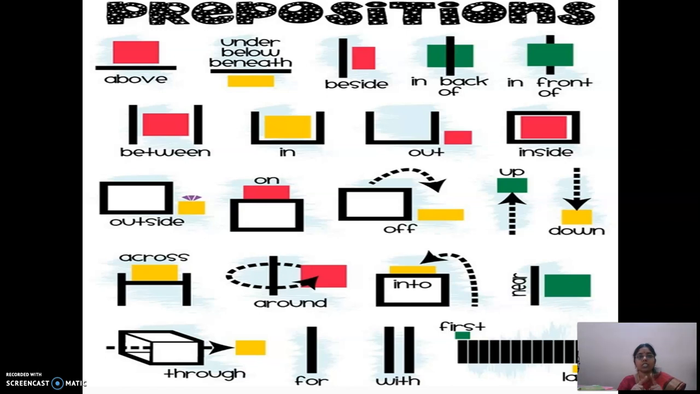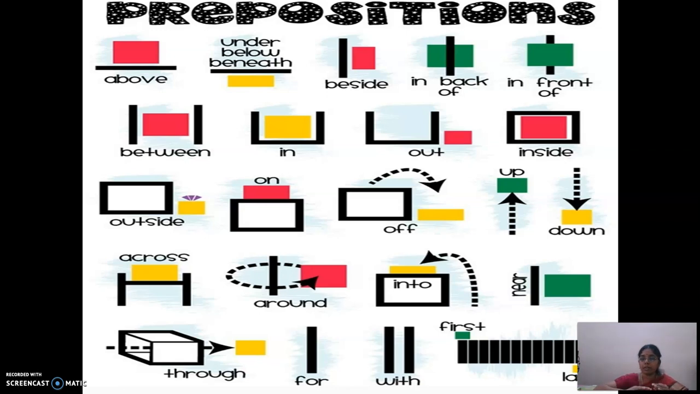The pink color rectangular box, green color rectangular box, and the yellow color rectangular box represent the position about the words which I'm talking about. Okay? Above. So the pink color box is above the line. Under, below, beneath. All three are related words, but there are some minute differences. So now you search in your dictionary and find out what is under, what is below and beneath. This yellow color rectangular box is under the black line, or below the black line, or beneath the black line.